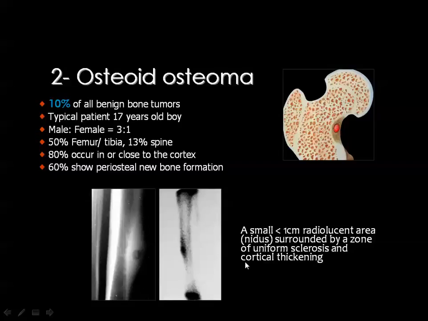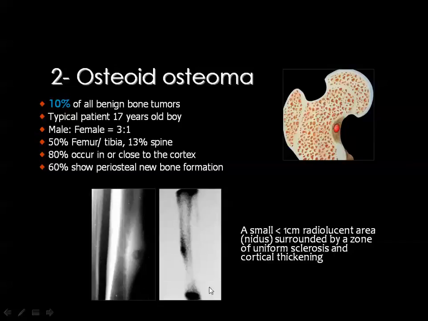The third one is the osteoid osteoma, and this is a tumor which is made of osteoid non-calcified bone, and this lesion represents about 10% of all benign bone tumors, and it usually affects boys in this age group. The common sites include the femur and tibia and the spine. 80% of the tumor will arise inside or close to the cortex of the bone.